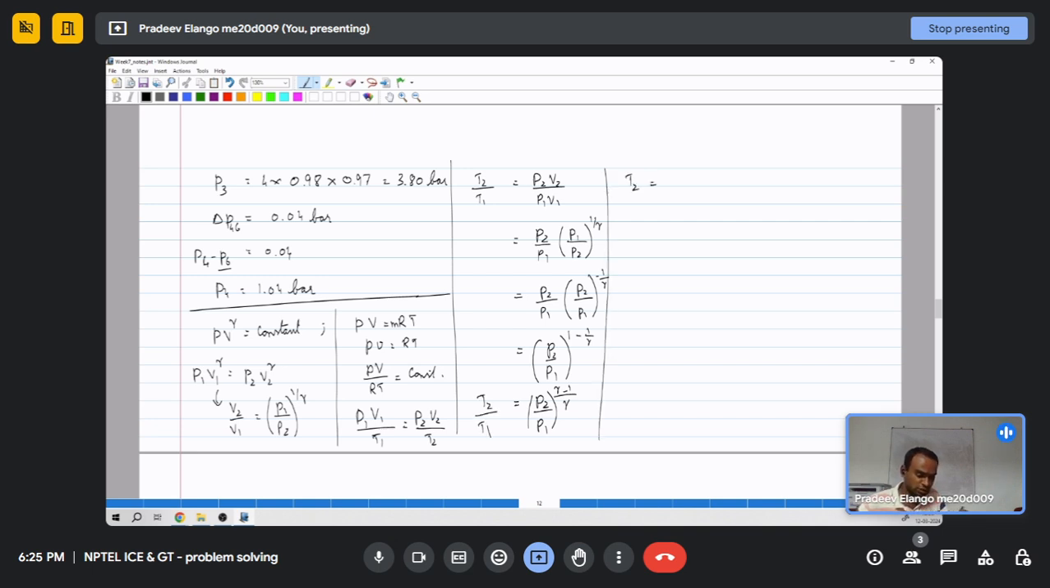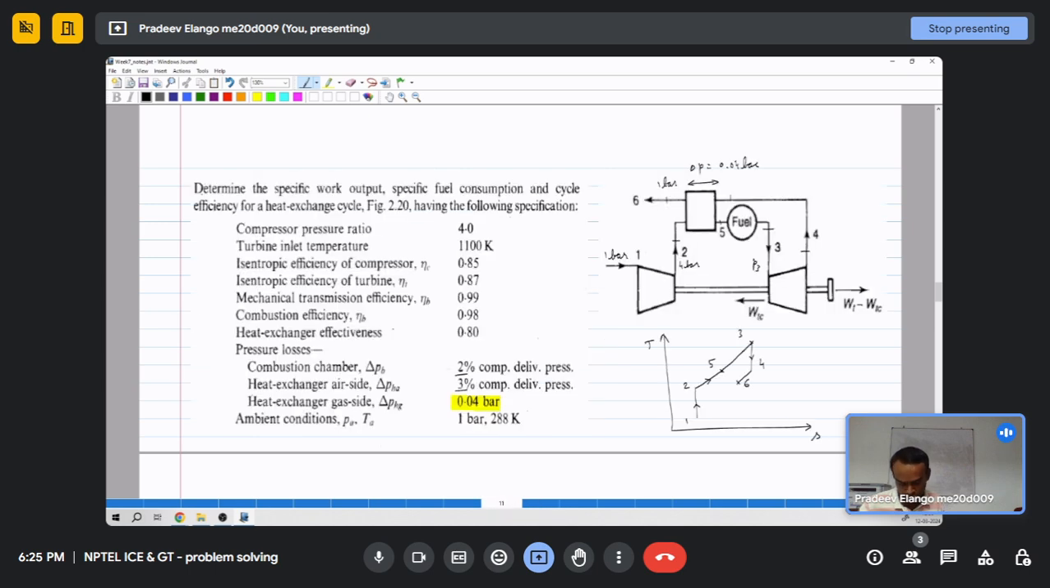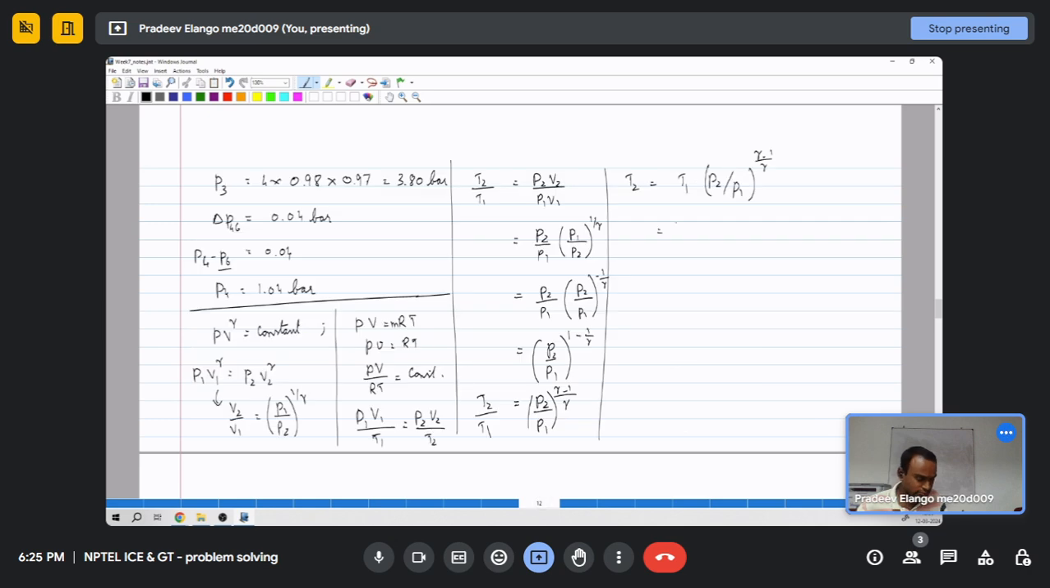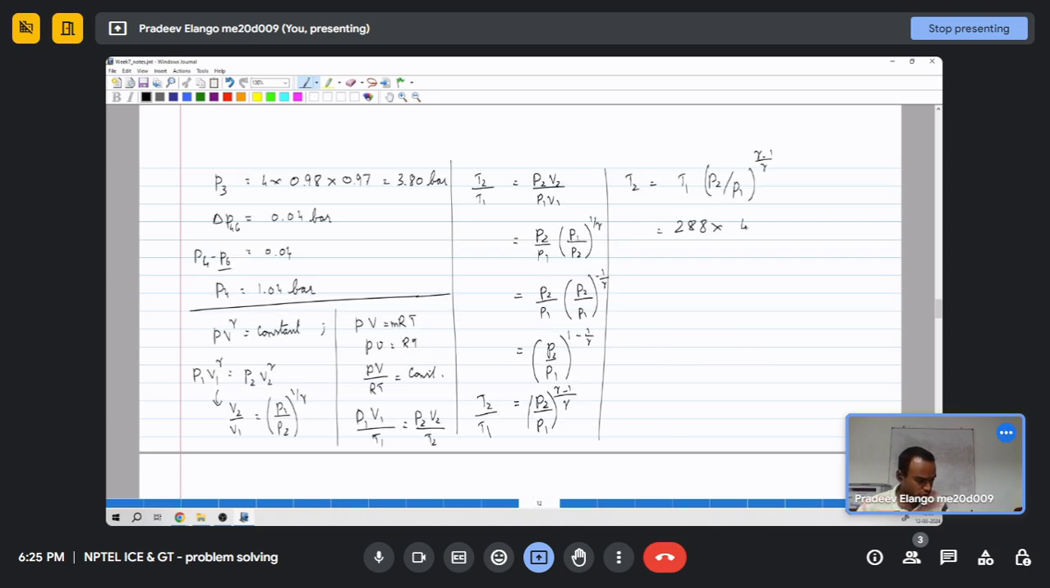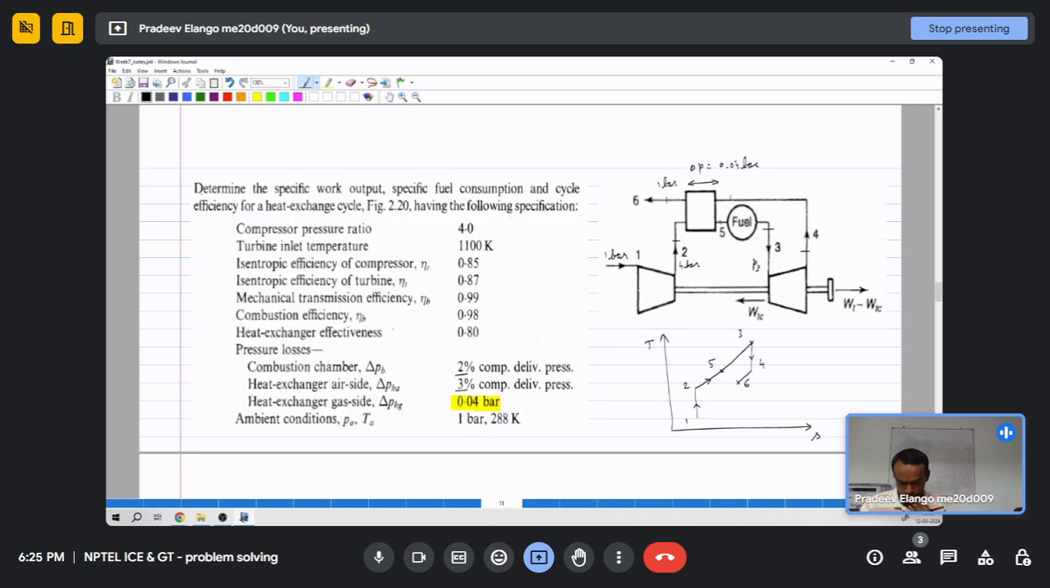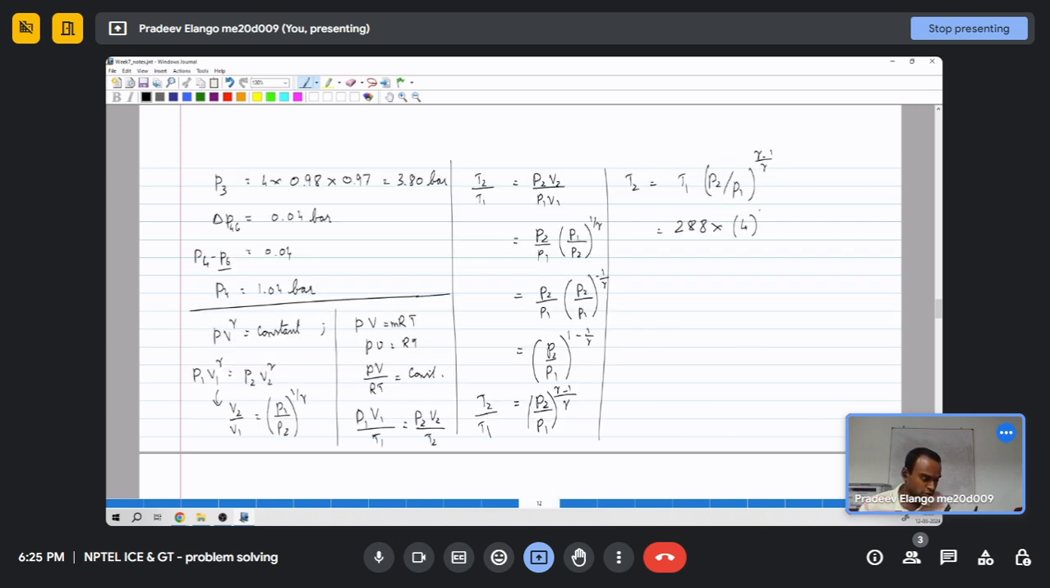Now we can calculate T2. This is T1 into the pressure ratio P2 by P1 to the power gamma minus 1 by gamma. T1 is given in the problem as 288 Kelvin, and the pressure ratio of the compressor is given as 4. So this is 4 to the power gamma minus 1 by gamma. If gamma is not given, for air we can take it as 1.4, so this is 0.4 by 1.4. Can you calculate the value of T2?